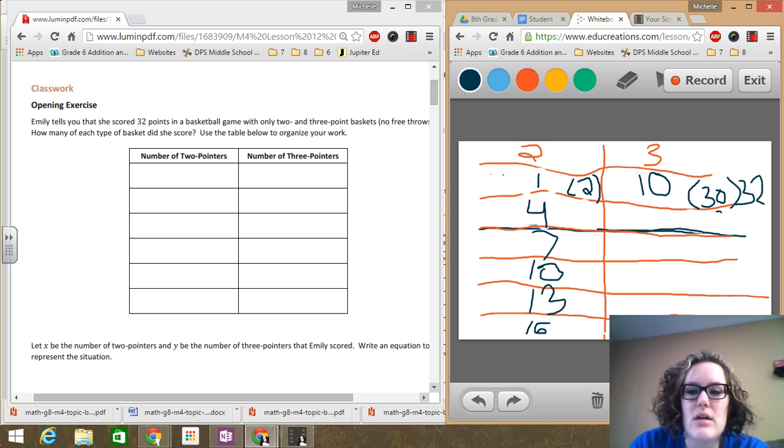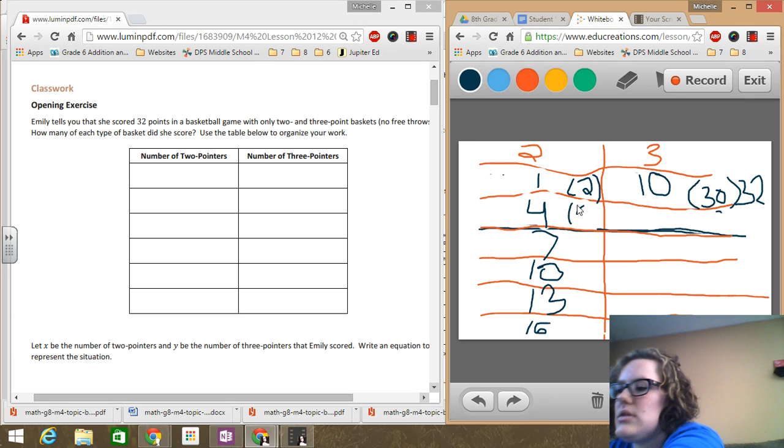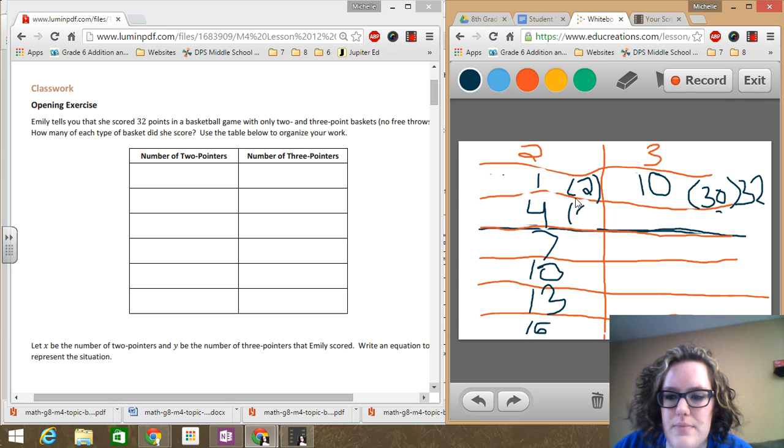So this is what we should have. Let me hide this so you can see it. The left-hand column represents the number of 2-point baskets. So here we have 4 2-point baskets. So that would mean that would be a total of 8 points. And my mouse is really not cooperating with me, so let's try this again. 8. Oh well, that's an 8.